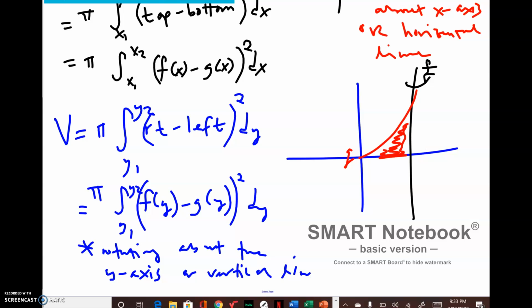And since I'm rotating about a vertical line, I have to do horizontal strips. And if I draw my horizontal strips through my entire solid, you can see that there's no gap between any of these green lines and this black function f that I'm rotating about. And again, I just do the same thing. I do right minus left squared dy, pi out in the front, integral limits y sub 1 to y sub 2, and it's going to be f of y minus g of y squared. Okay, that's it.